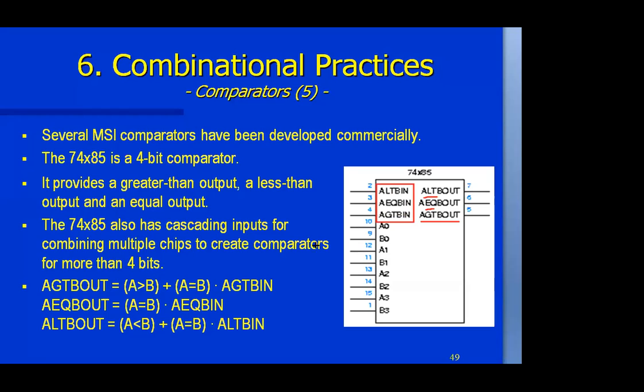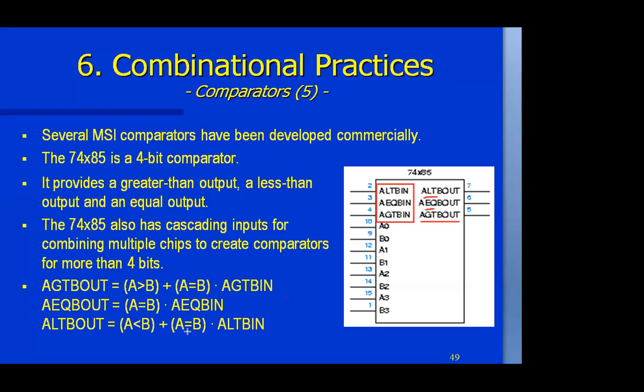Now let us check the conditions. For A greater than B out, A greater than B must hold, A equal to B must hold, and A greater than B in. This condition must be satisfied. Similarly, A equal to B out equals A equal to B and A equal to B in also. And A less than B out equals A less than B plus A equal to B into A less than B in. The same expressions we wrote earlier for the 2-bit comparator are written here.